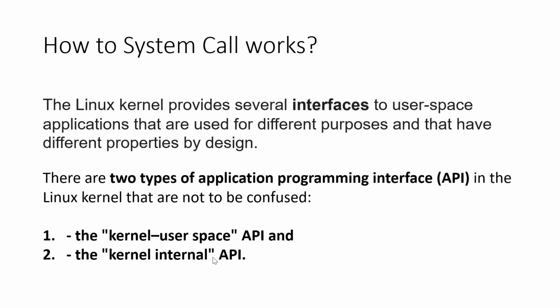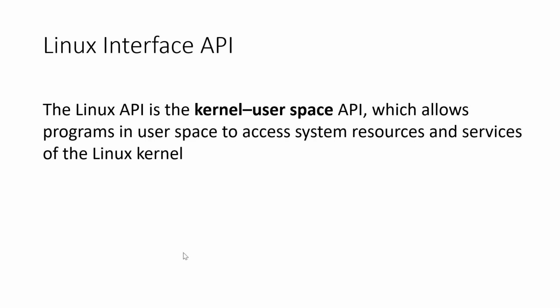The Linux kernel provides several interfaces to user space applications that are used for different purposes and that have different properties by design. There are two types of application programming interface, which is called API, in the Linux kernel, that are not to be confused: the Linux user space API and the kernel internal APIs. These are the two APIs where you can interact to talk to the kernel space. The Linux API is the kernel user space API, which allows programs in user space to access system resources and services of the Linux kernel.